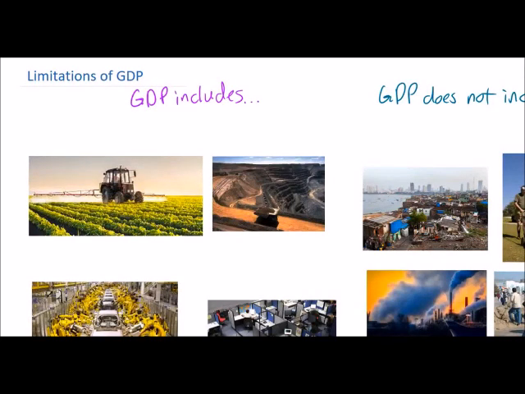Let's start by reviewing what GDP does include, what it does measure. On the left of the screen here, we have things that are definitely included in GDP, and these include the value of the output of the different sectors of a nation's economy. The first two images here, a farmer spraying chemicals over his crops and a giant mine, represent the primary sector. That's the primary sector of a nation's economy. Of course, the primary sector includes all things that are extracted from the earth or the sea.